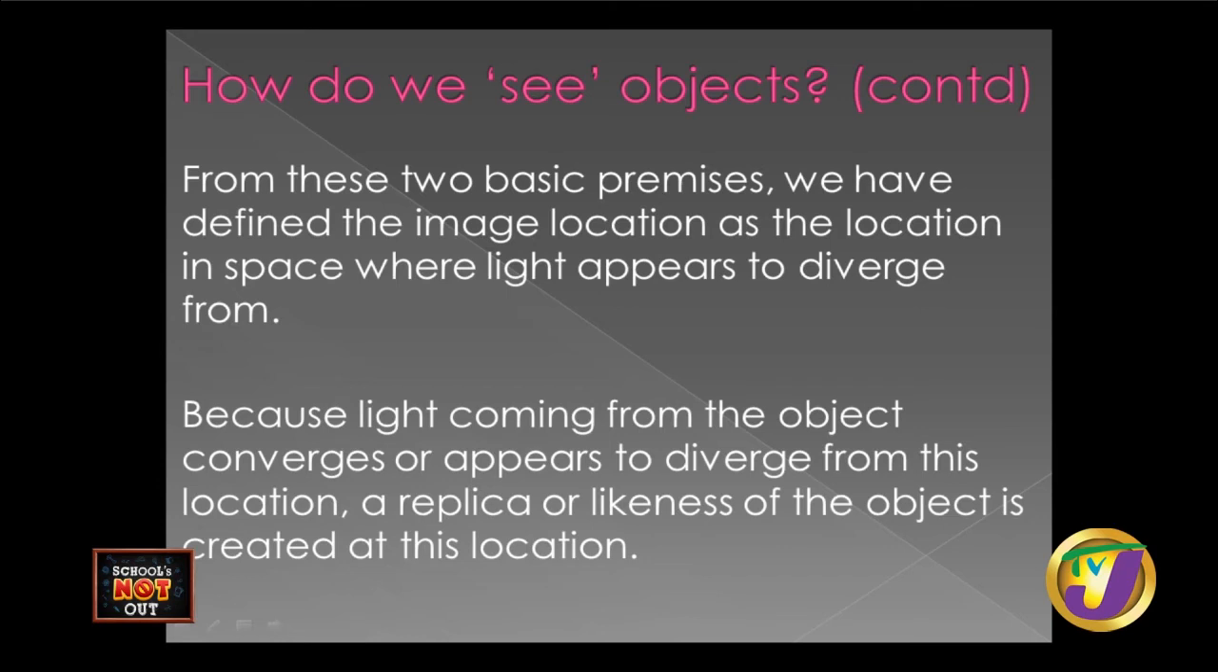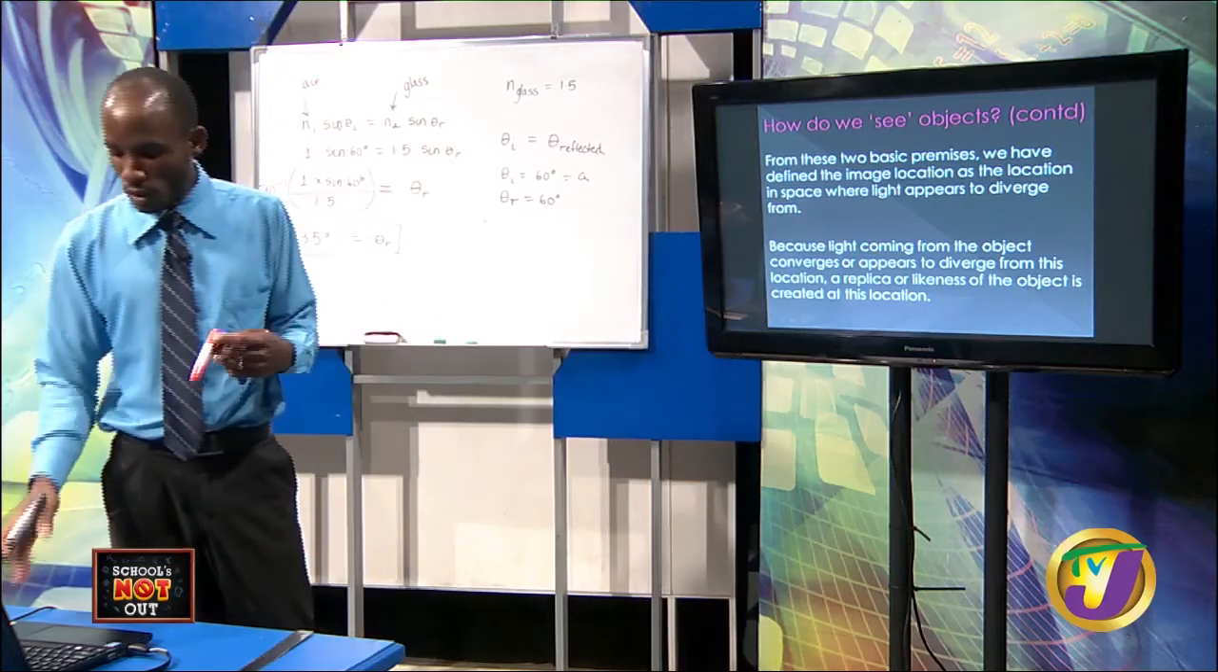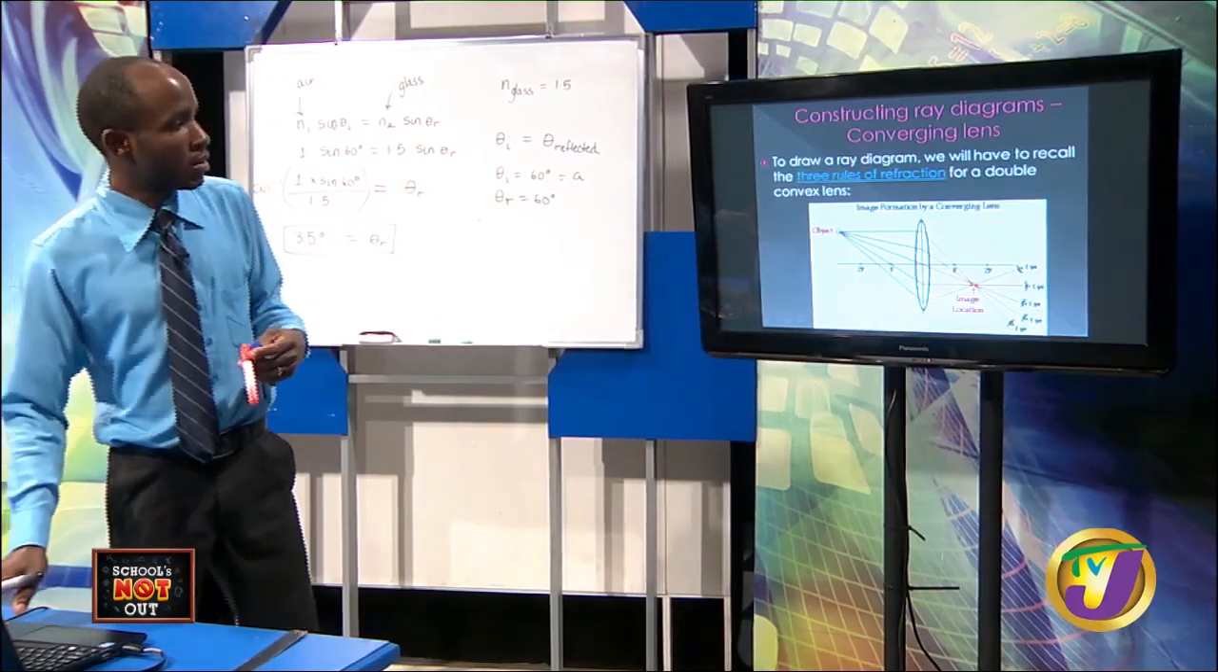Alright, so essentially what they're saying is that once you see an object, you must get light coming from a focal point or from wherever the image is, whether it is real or virtual. But you must be able to get the light coming from that point wherever it is for you to perceive the object. Because remember, vision is all about perception.